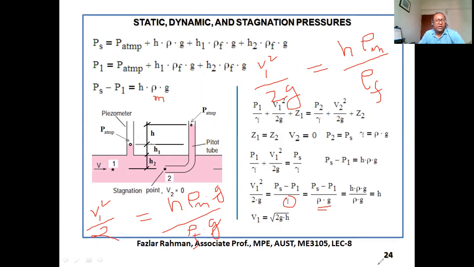So your V1 is coming a little bit different. That means V1 equals root over 2GH into the ratio rho M divided by rho F. But if these two fluids are the same, say the fluid flowing through the pipeline is water and in the manometer you also put water, then these two will be the same. You have only root over 2GH. Okay.